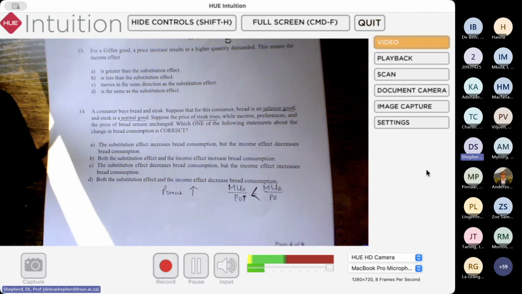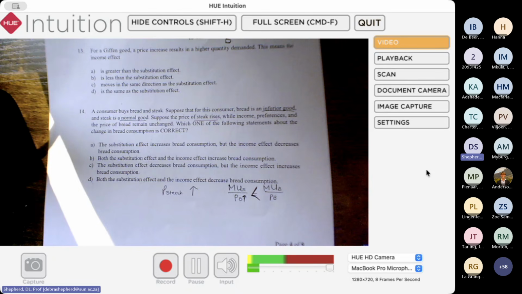So what we're having to figure out is, will the income effect for bread as a result of the price of steak going up be positive or negative? Okay, so how does the price of steak going up affect this consumer's real purchasing power? If the price of one product goes up, it reduces the consumption possibilities of this consumer. The consumer is now able to choose between fewer combinations of steak and bread. So the price of steak going up shrinks the real purchasing power of this consumer.